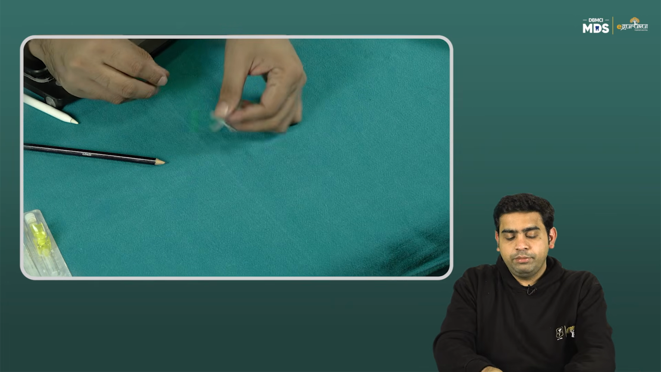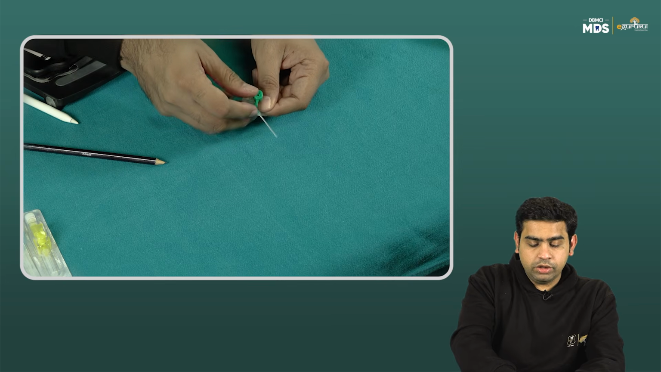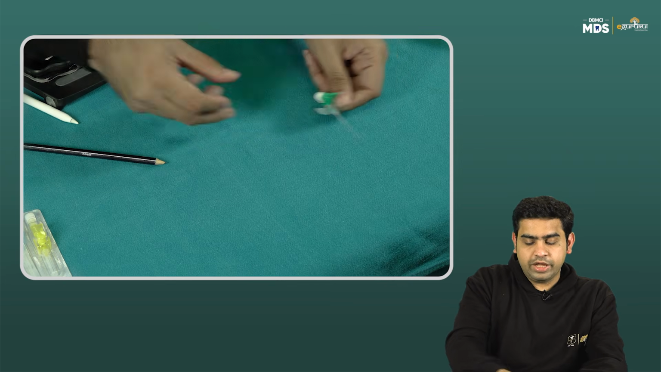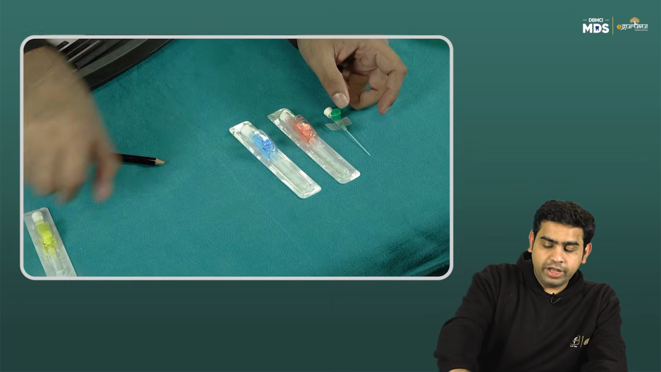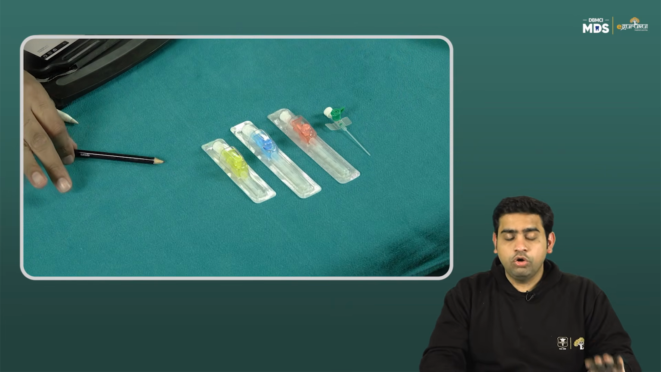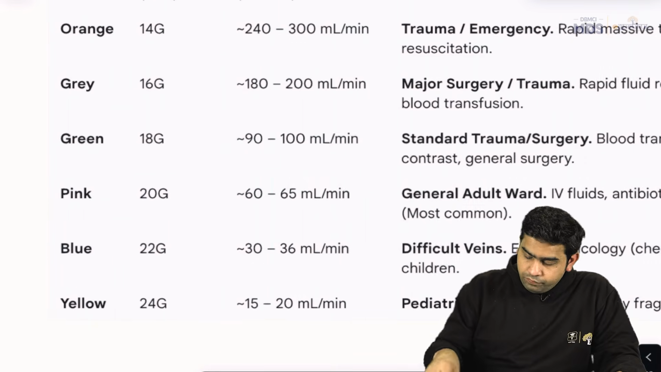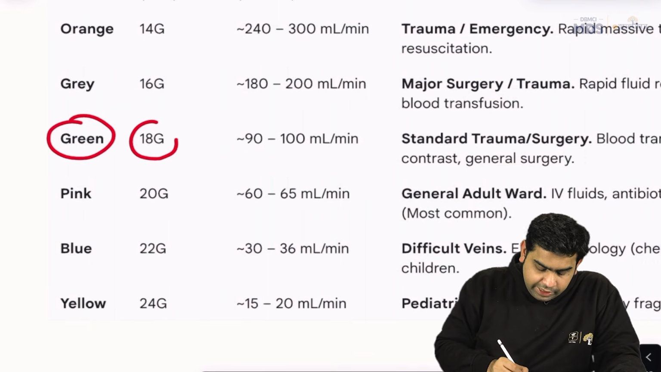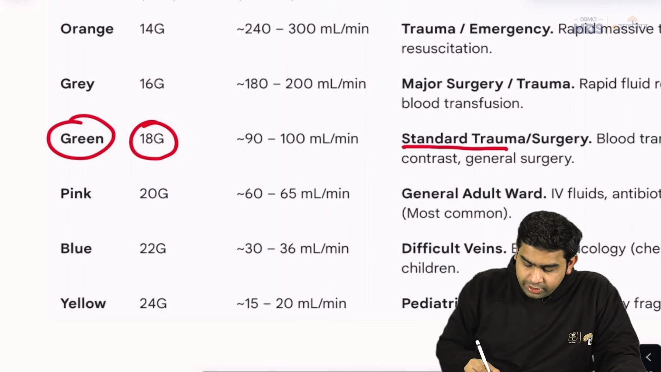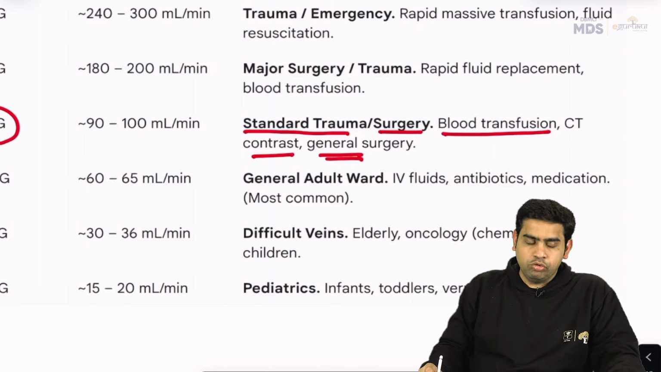Now let me bring all the IV cannulas which I have in the picture again. So this is your 18 gauge cannula. Then this is your 20 gauge cannula. This is 22 and this is 24. These are the commonly used cannulas. So let's have a look at them first. The green one is your 18 gauge cannula. This is used for standard trauma and surgery. For example, blood transfusion, CT contrast, general surgery, this is what is used.